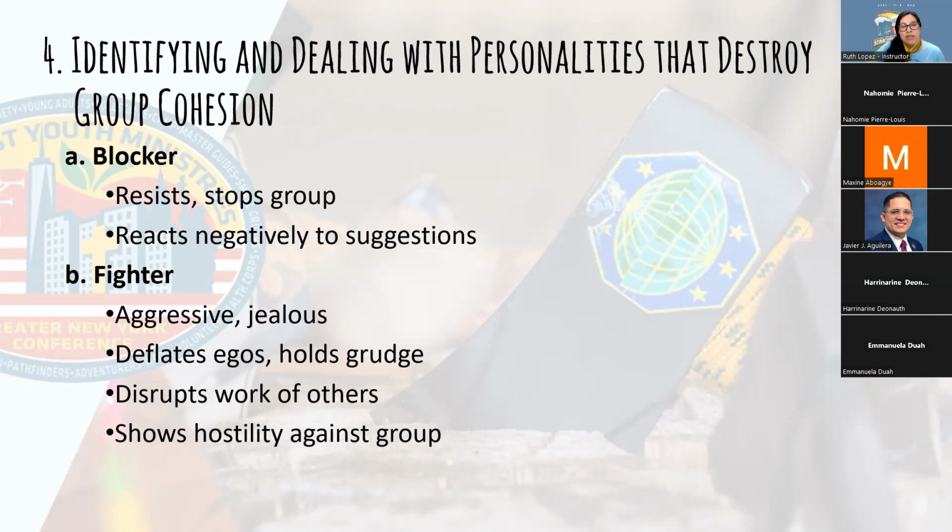The first one is the blocker. This person will have qualities that usually resist and stop the group from getting to a conclusion or achieving a goal. He or she often reacts negatively to suggestions. So for instance, somebody is suggesting a trip. Let's do a trip to the pool so we can teach kids basic water safety. And this person will be always finding obstacles.